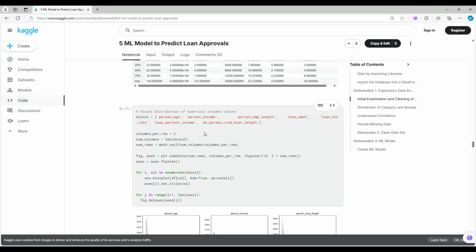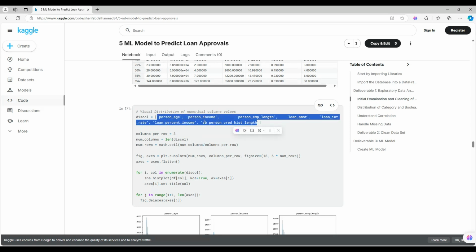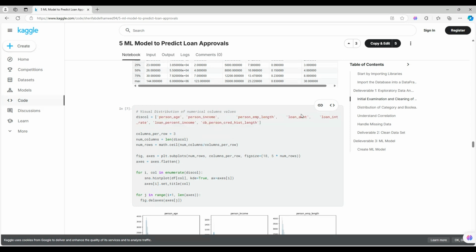And we start working on the shapes basically. So set up the visual columns per row. I want to have 3 figures per each row. And the number of columns themselves is the length of this column, so whatever number of these: 1, 2, 3, 4, 5, 6, and 7 of them.